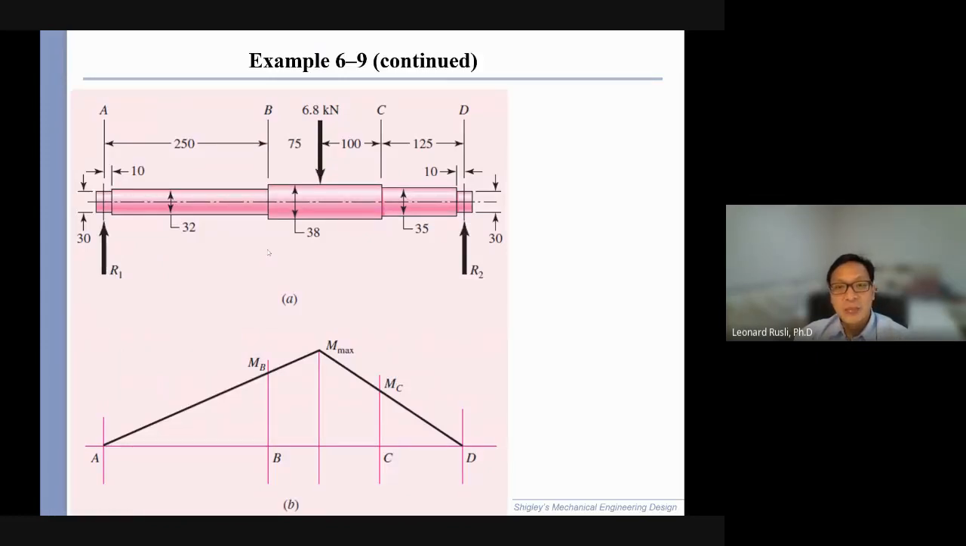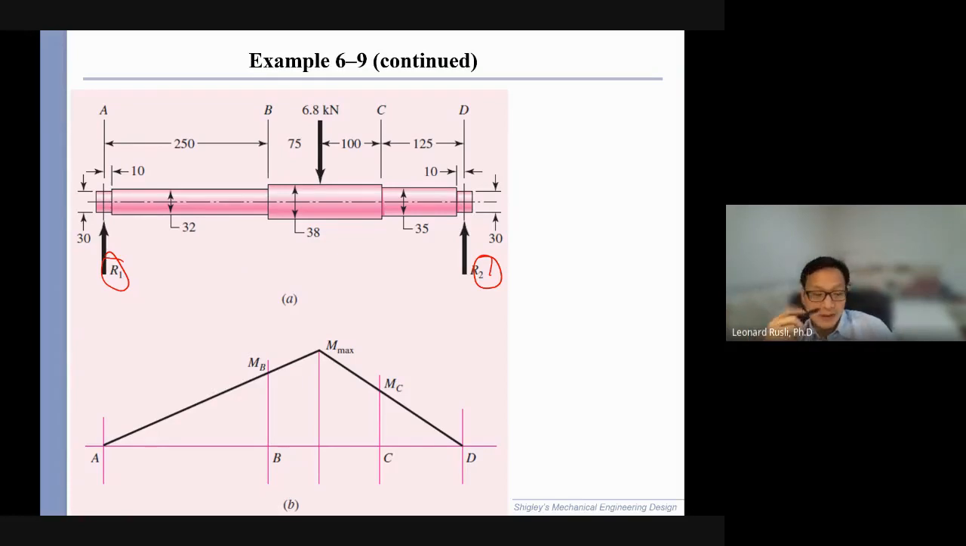Okay, so let's do an example here. We have a shaft with some shoulders going on and it's under load. Okay. Di sini ada support R1 and R2. Consider them like bearing support. So we have a load vertically 6.8 kilonewton. And so this creates bending, as you can see. We are not going to go through the strength of materials calculation because we will not have time for it.